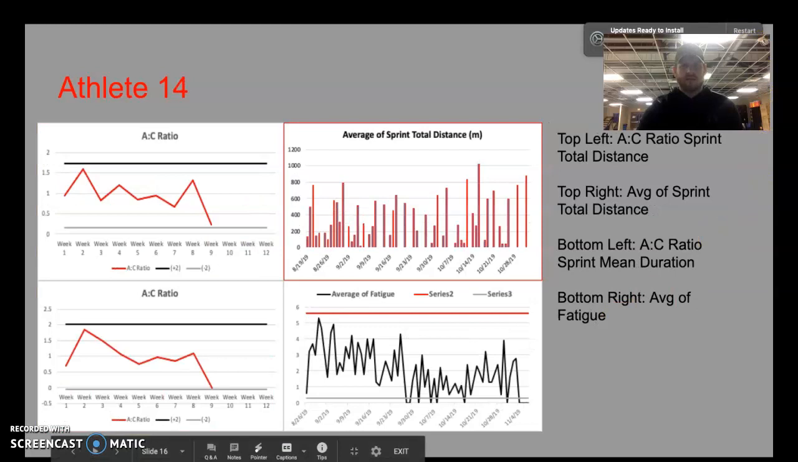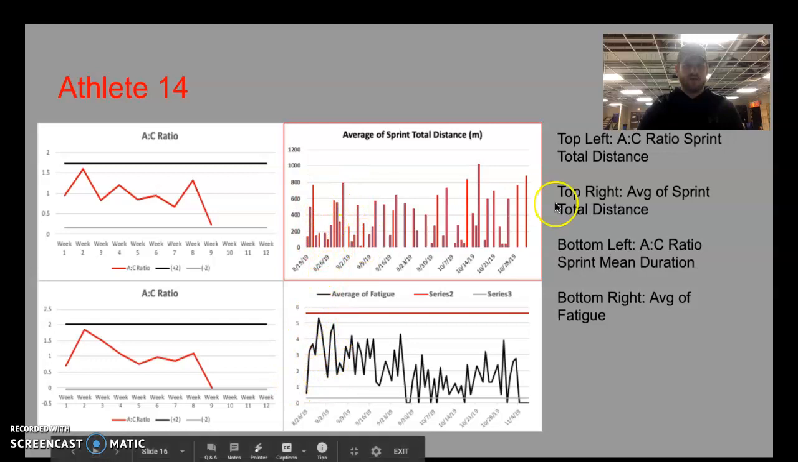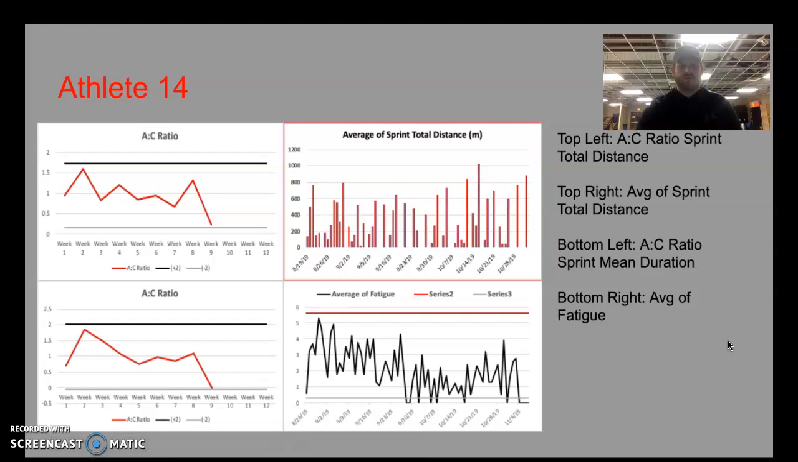Athlete 14, their AC ratio spikes in a couple of places above 15%, but mainly from week 1 to 2, meaning a lot of volume. And you can see it right here for their sprint total distance, a lot more volume and actually higher fatigue in week 2 than any other time. So this athlete, again, is putting themselves at risk of injury from doing too much early on in the season.